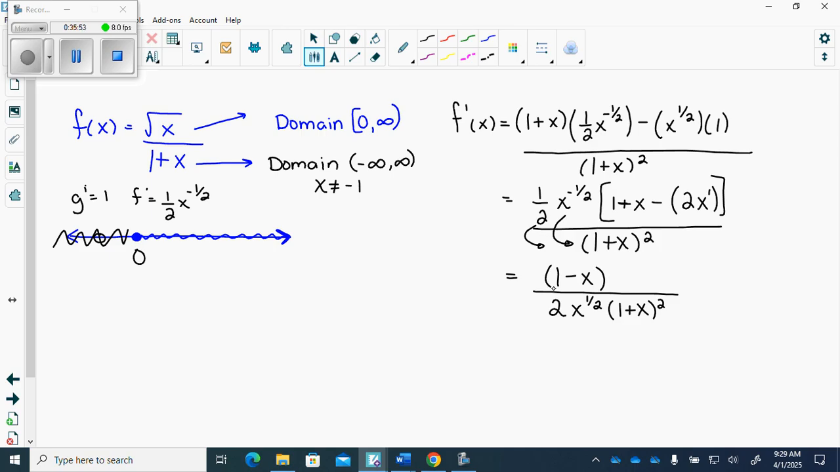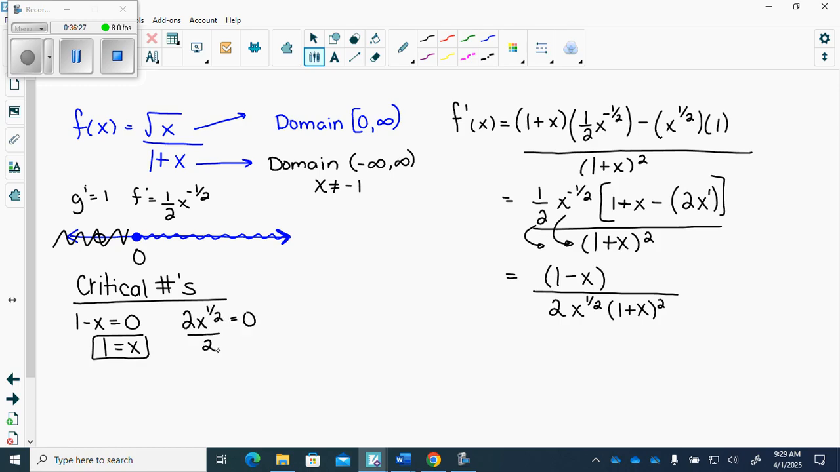So we have to take all of those things, even the denominator ones. They all result in critical numbers. So let's go over here. We have critical numbers. We have 1 minus x equals 0. So 1 equals x. That's one of the critical numbers. We agree? Then we have 2x to the half equals 0.